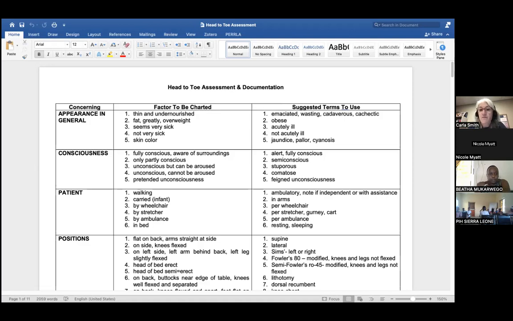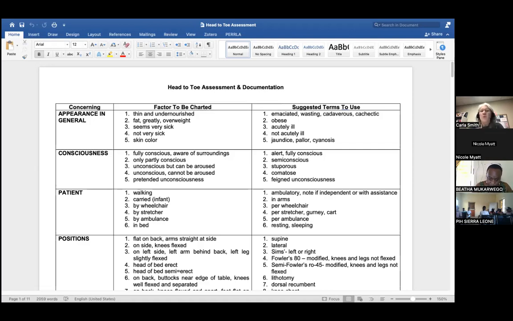This is one of my favorite terms, number 5. How many people have you ever seen that pretend they're unconscious? Have you ever seen that? Yes. We can't use the word pretend in our nursing notes. That's judgmental. But we can say they have feigned unconsciousness. Isn't that a great term?